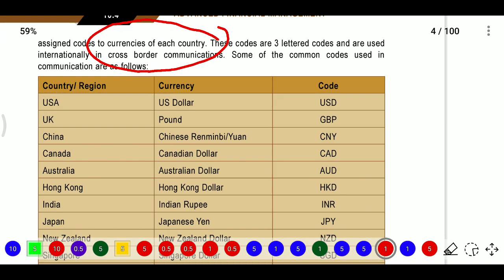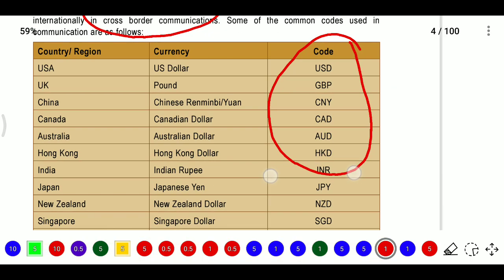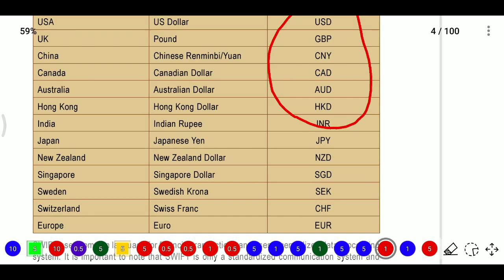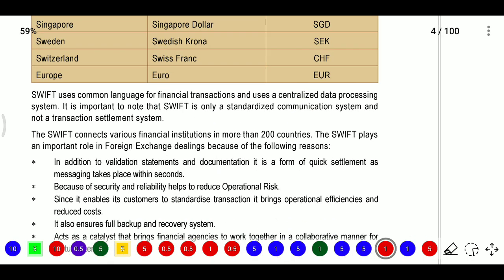For example, the codes are USD, GBP, CNY, CAD, AUD, HKD, and for our currency, INR. Here, for India, INR is the SWIFT code. SWIFT uses a common language for financial transactions and a centralized data processing system. It is important to note that SWIFT is only a standardized communication system and not a transaction settlement system. So it cannot settle the amounts. It is just communication, like a message. SWIFT connects various financial institutions in more than 200 countries.